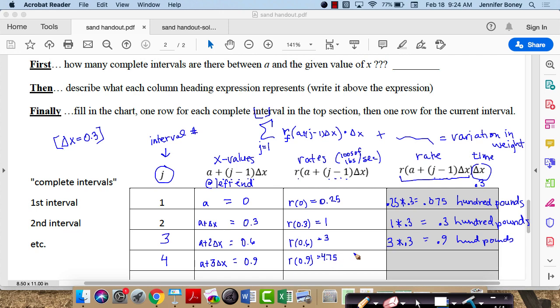And on our fourth interval, we need 4.75 times 0.3. And let's see, 12, 13 and a half, 14, let's see, 1.425, I think. So meaning 142 and a half pounds.